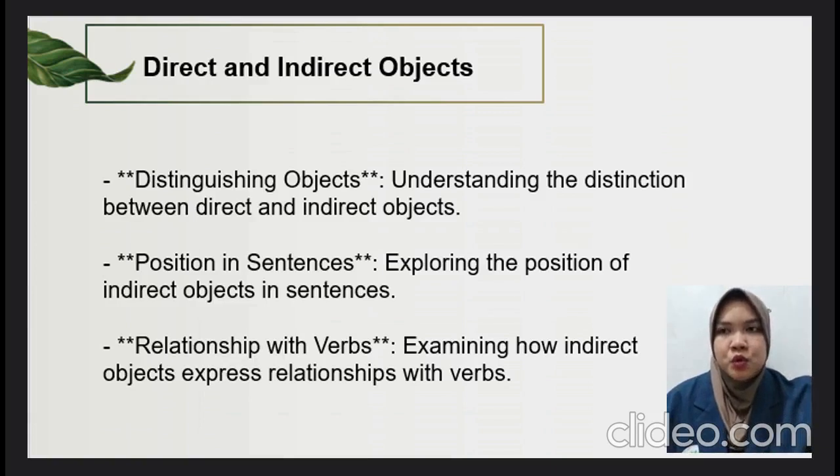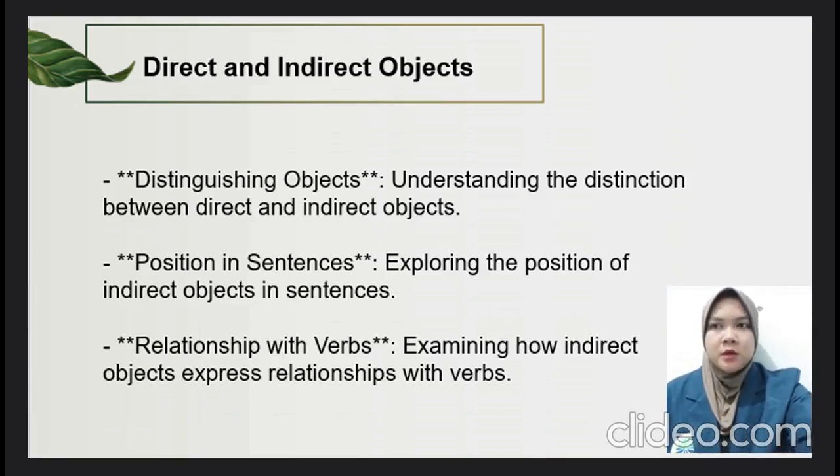And number 2, position in sentence, is exploring the position of the indirect object in a sentence, which is about understanding where the objects typically occur in relation to the verb and the direct object. Example, in the sentence, "she gave a book to him," the direct object, a book, comes before the indirect object, to him.